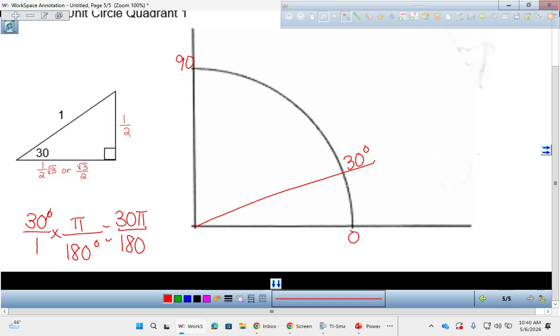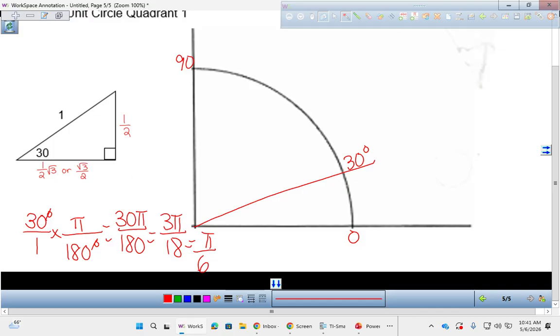The degrees cancel out. I need to simplify that fraction, but I don't have a calculator. So here's my mental process. See how the 30 has a 0 and the 180 has a 0? Since they both have a 0, I can get rid of that. So I could do 3 pi over 18. And now I'm working with smaller numbers. So is there something that I can divide both 3 and 18 by without a calculator? 3. So if I divide this by 3 and this by 3, 30 degrees is pi over 6.